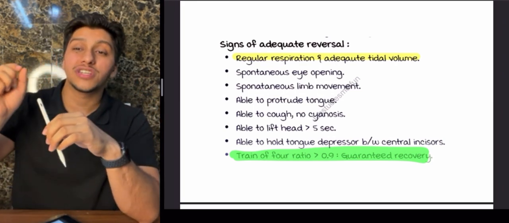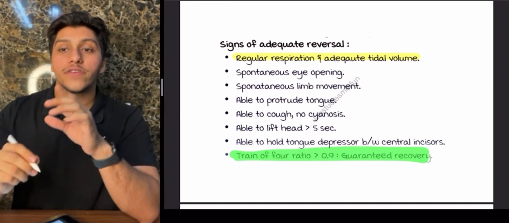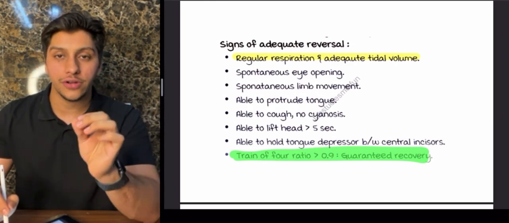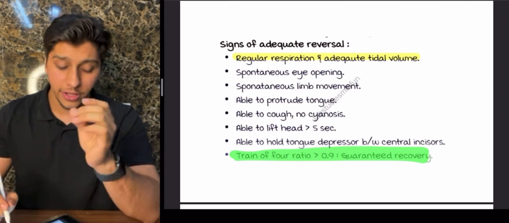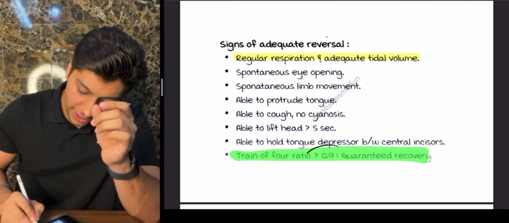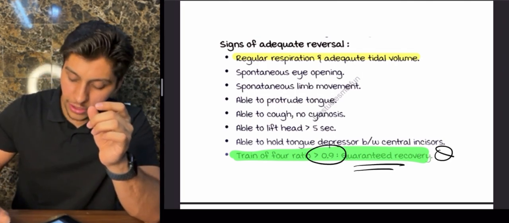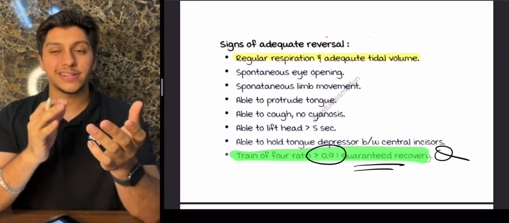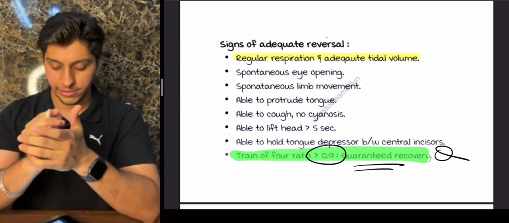But if they ask you what the guaranteed surest sign is, whenever you do the train of 4, remember we talked about the ratio of the first amplitude to the fourth amplitude. If it is more than 0.9, it is a guaranteed recovery. So this is all about muscular relaxants and signs of adequate reversal.